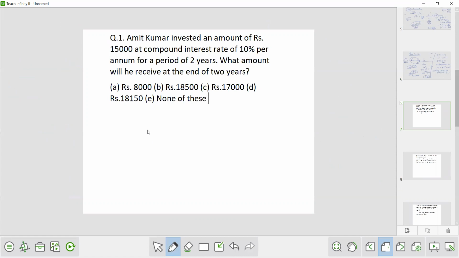Now the first question. Amit Kumar invested an amount of rupees 15,000 at compound interest at a rate of 10% per annum for a period of 2 years. What amount will he receive at the end of 2 years? So here the principal is 15,000, rate is 10%. So on first year 1500, again the second year 1500, and the compound interest, the extra means the interest on interest, that is 10% of this 1500 is 150.